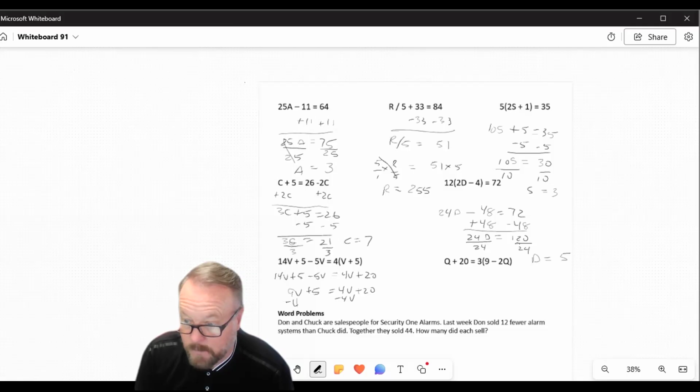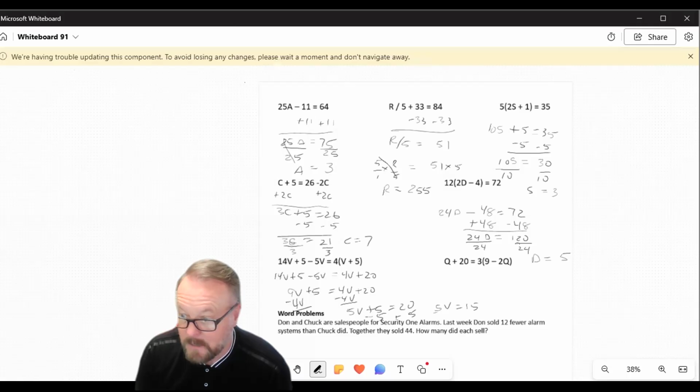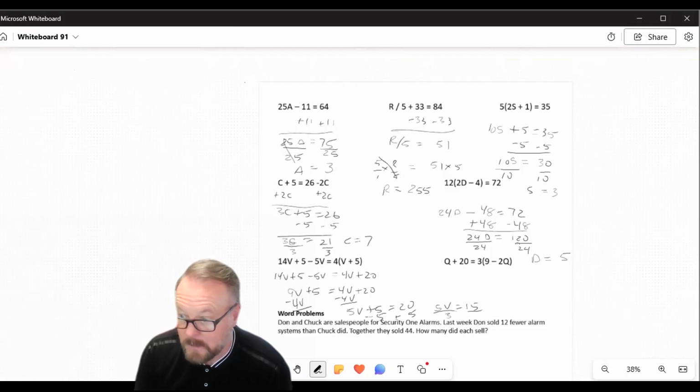And then I'm going to move the 4v over. So minus 4v on both sides. That now gives me the new problem of 5v plus 5 equals 20. And now I'm going to move the 5 over to both sides. So minus 5, minus 5. That means it's going to be 5v equals 15. Divide both sides by 3. And that means v equals 5.